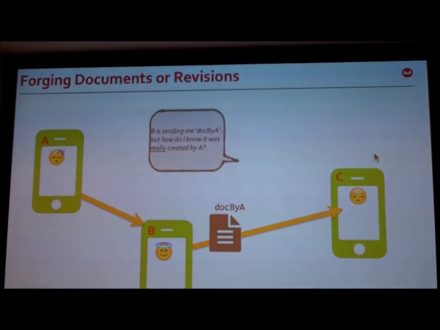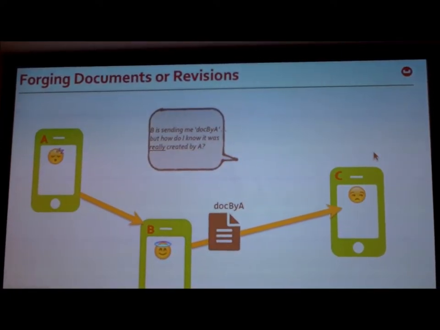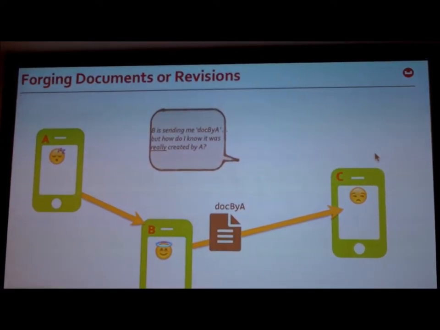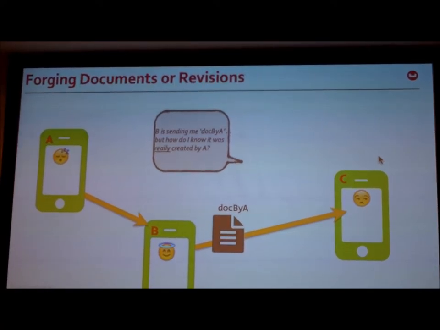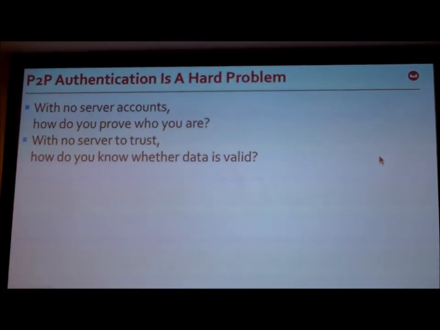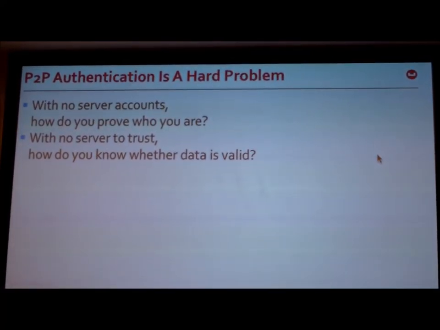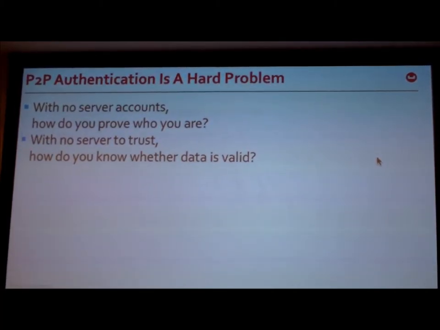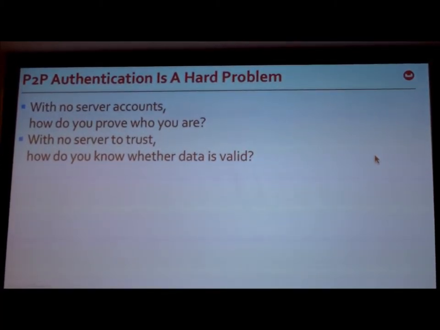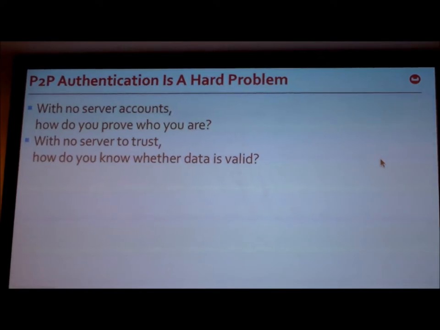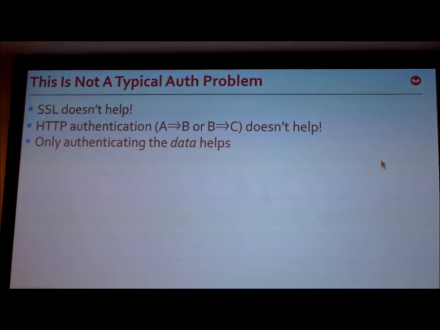So what does this not prevent? Well, it doesn't prevent any forgeries, number one. So that device A over there is sleeping, and he's already connected to another peer on the network, and device B says, I'm a good guy, and here, device C, I've got a document, but device C has no choice but to believe that that came from device A. So what do we do about that?